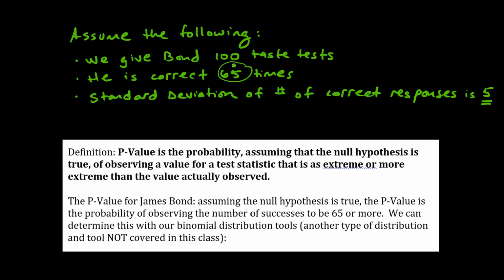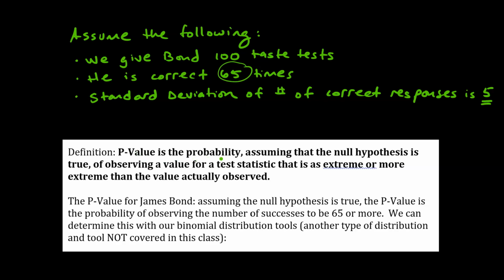So what we're going to do is figure out the following. It's called a p-value. Before you look at that, just listen to what I have to say about it. In the context of this example, what we're going to find is a probability, assuming that James Bond is just a normal person, so assuming the null hypothesis to be true, we're going to find the probability that James Bond is correct 65 or more times. That probability is exactly what a p-value is.